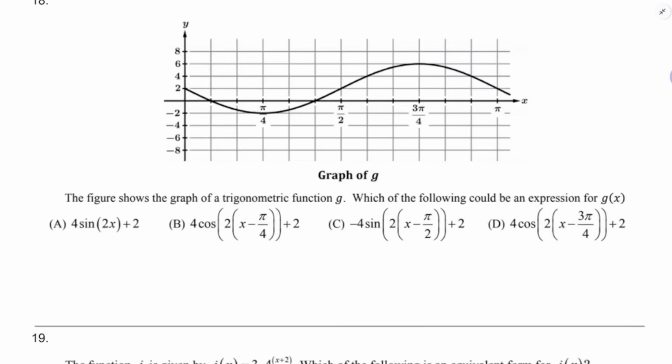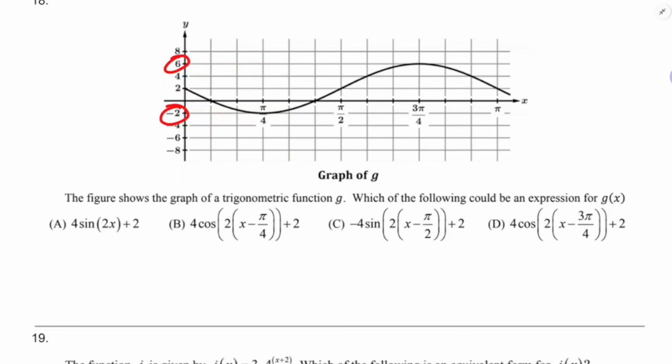Now we've got a figure showing a graph of a trigonometric function g. Which of the following could be an expression for g? 4 sine of 2x. I think with these, we should start with amplitude and midline. The minimum value is y equals -2, the maximum value is 6. That means the midline would be halfway in between. We would average them, so it would be y equals 2. And that does look believable.